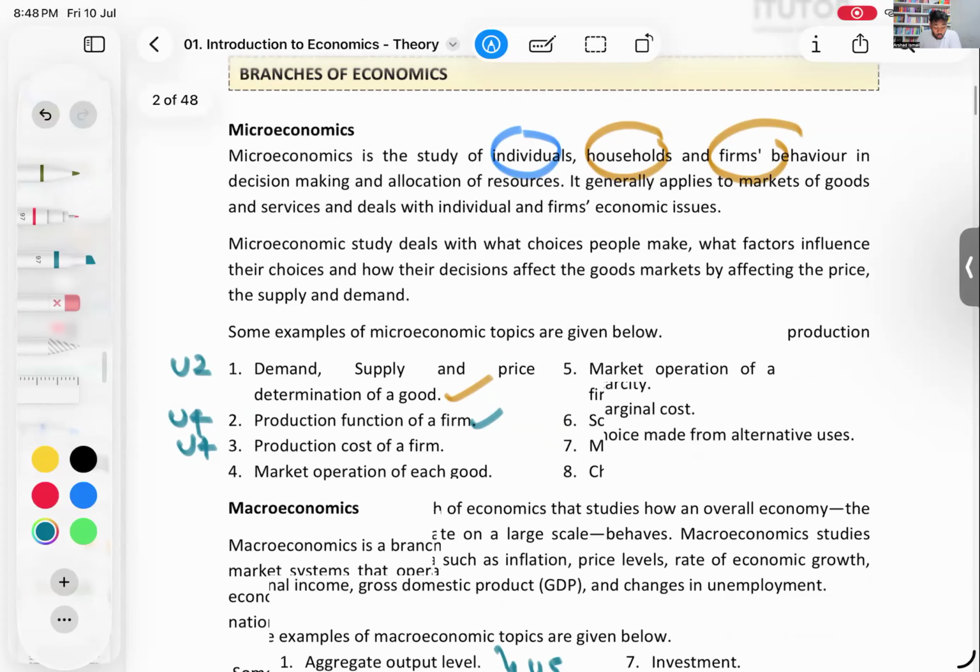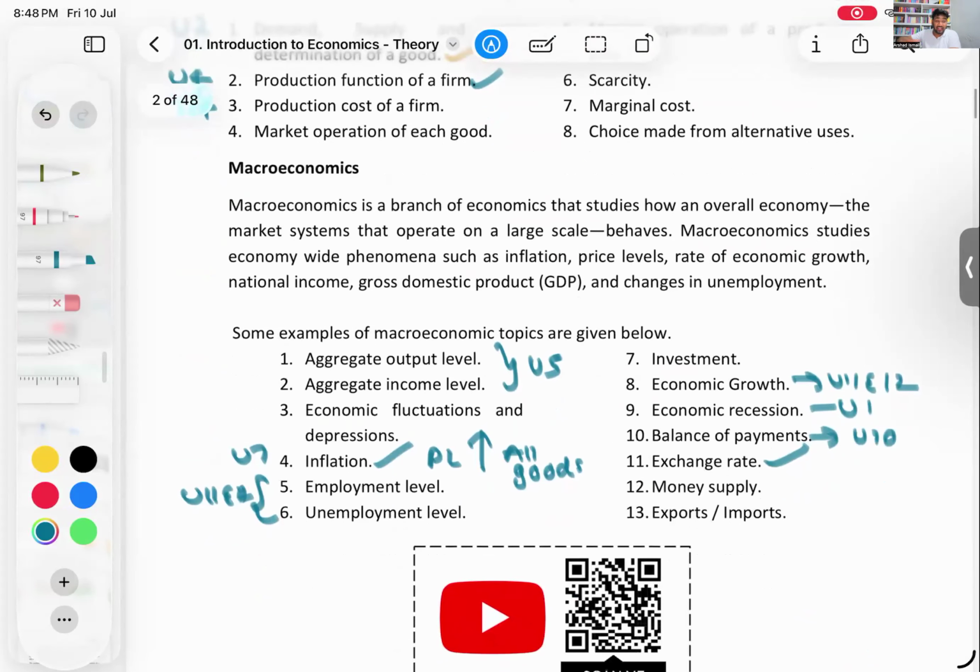If you study the overall economy, the entire economy as a whole, that is called macroeconomics. What are fluctuations? Fluctuation means it's going up and down, keep on changing. That's called fluctuations. A firm's behavior means, how does a business firm behave? Like what type of decisions they make, what type of products do they produce? That's called a firm's behavior.